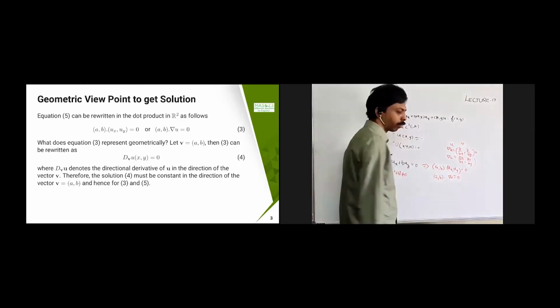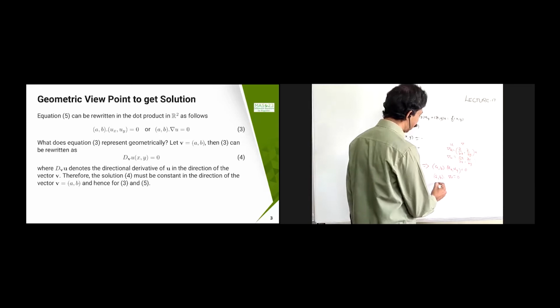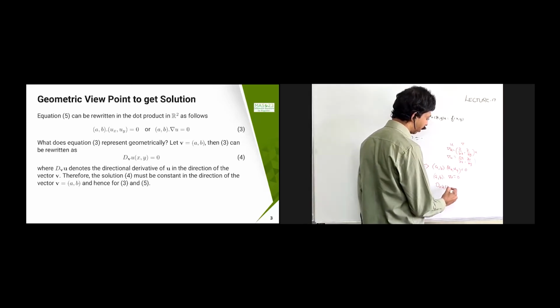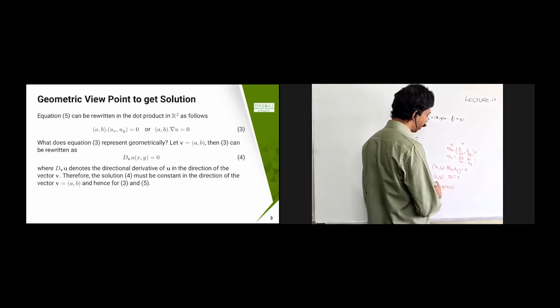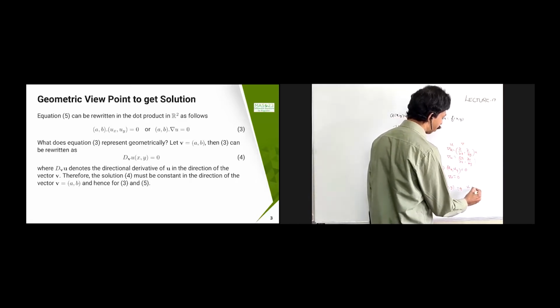I can write it. Okay. So what does this equation geometrically represent? If I write this as a directional derivative, there's a thing called the directional derivative. So in directional derivative form, I can write this as D_v of u(x, y), again this one. Okay, v is nothing but (a, b), where a and b are given.